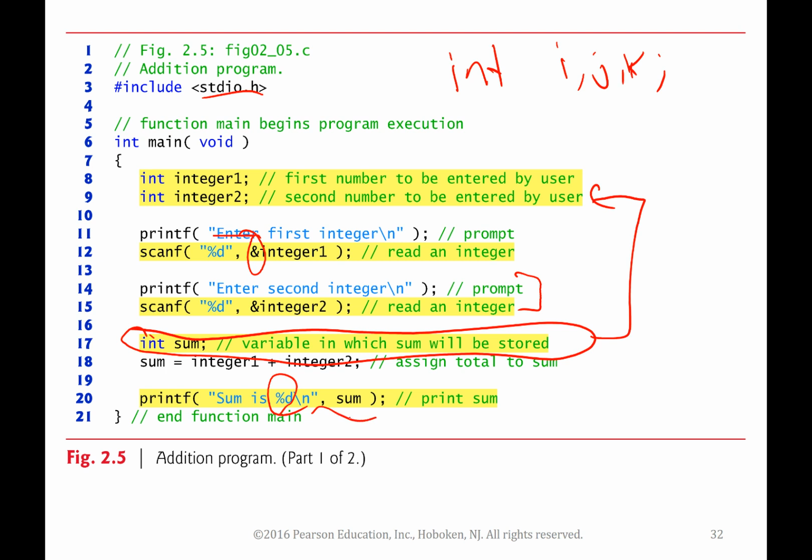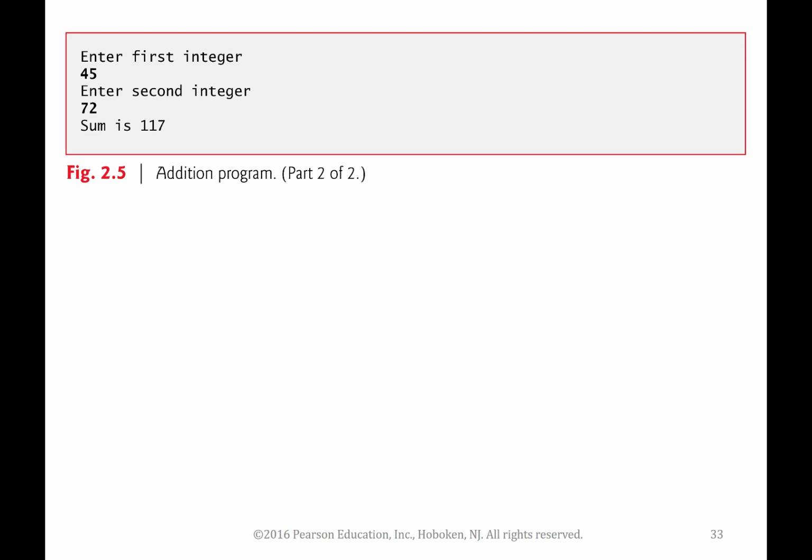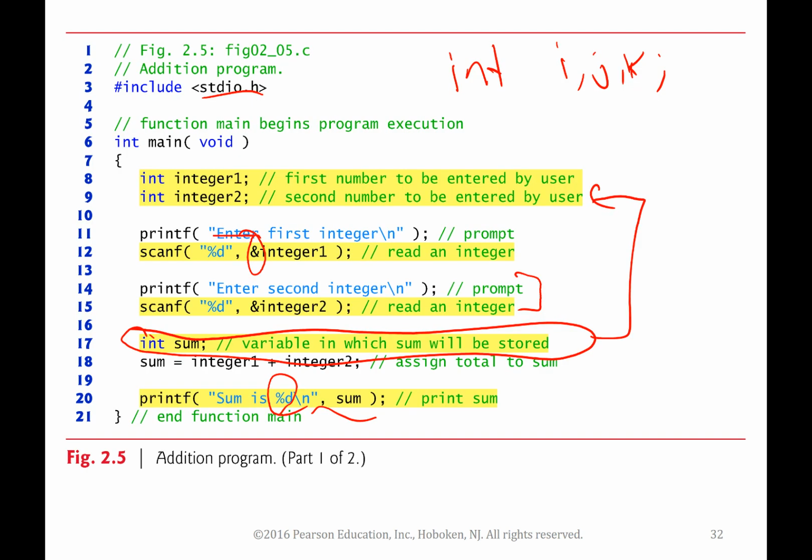Now, also note that we don't have the ampersand on the sum because we're actually just printing the sum. We don't care about the address of it. The printf is not going to change the sum. Sum is only changed there, where we calculate the sum and simply add the two numbers, integer 1 plus integer 2.